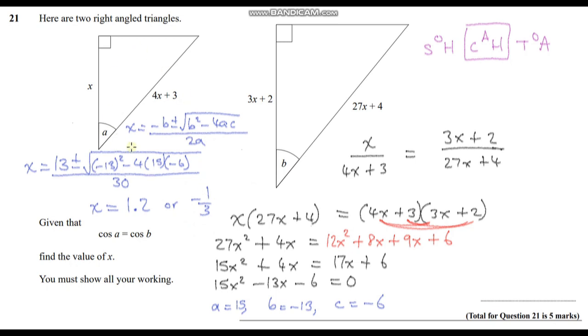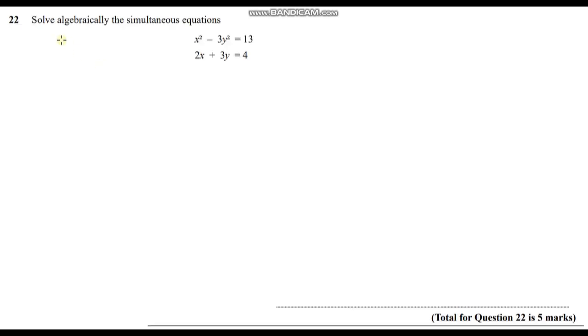Let's go back to our diagram because one of these answers doesn't make sense. If we think about this answer here, negative 1/3, we cannot have a negative length. That is just nonsensical. So we're only going to have one answer, and our answer is going to be 1.2. So find the value of x. x equals 1.2. Question 22. Solve algebraically the simultaneous equations.